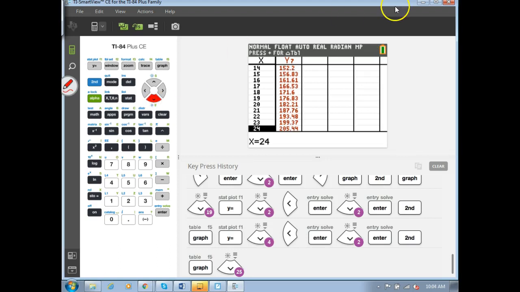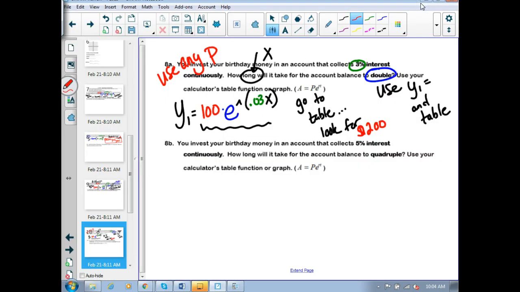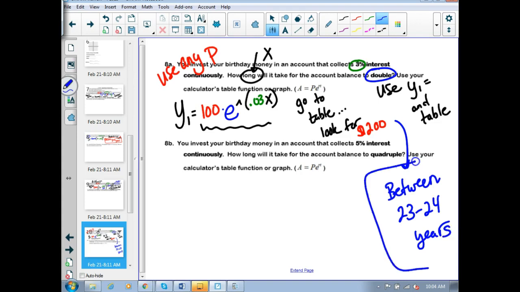So between 23 and 24 years. So that's what I'm going to write down. And regardless of how much money you invested, you would have got that same answer. So don't worry, if you decided to invest $1, it's still going to work out.